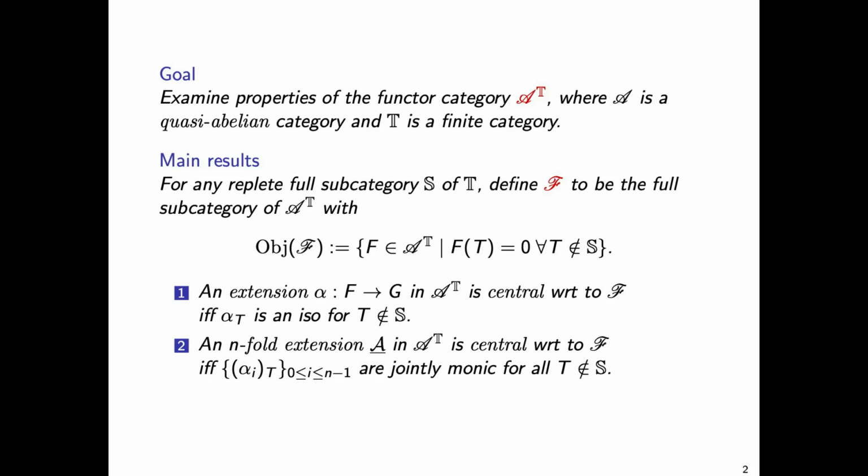And then the two main results are that an extension α in A^T is central with respect to F if and only if α_t is an isomorphism for all t. And secondly, an n-fold extension in A^T is central with respect to F if and only if α_0,t up to α_{n-1},t are isomorphisms for all t. So if you don't understand a word that I just used, no problem, I will explain them in the following. But this is the goal of the talk.